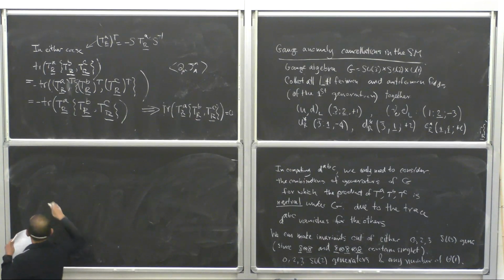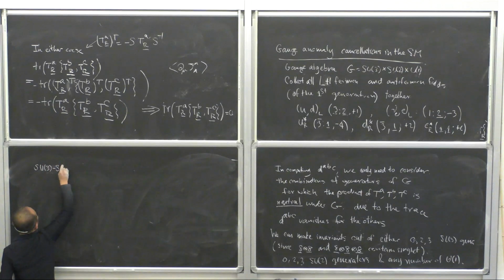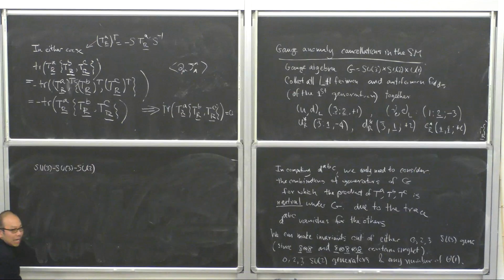So let's start from this one. There are 3 generators you have to look at, right? So let's look at the first one: SU3, SU3, SU3. This notation means I look at generators from SU3, SU3, and SU3.